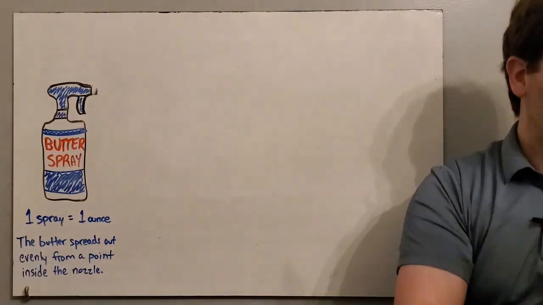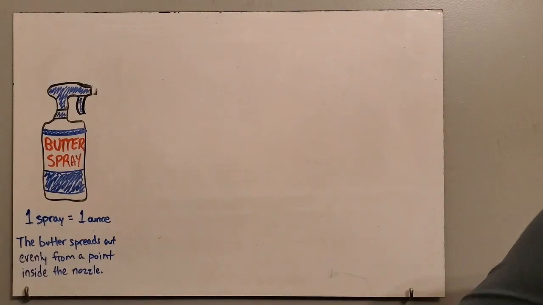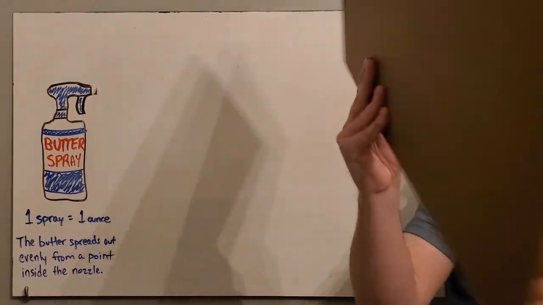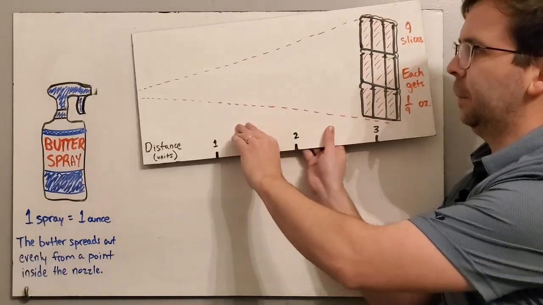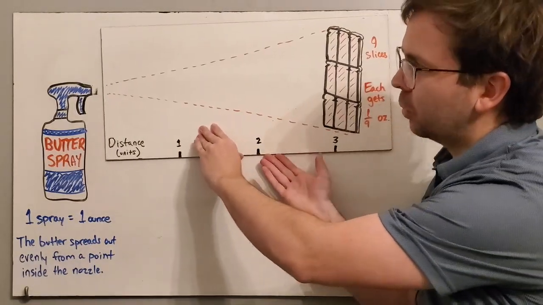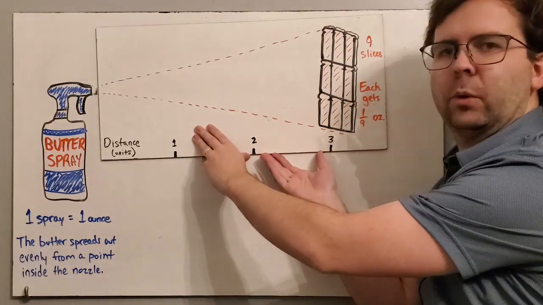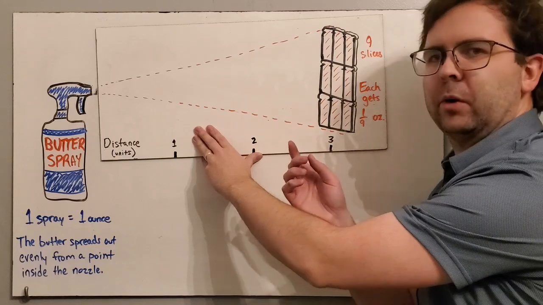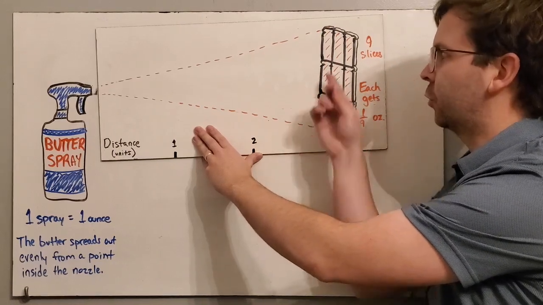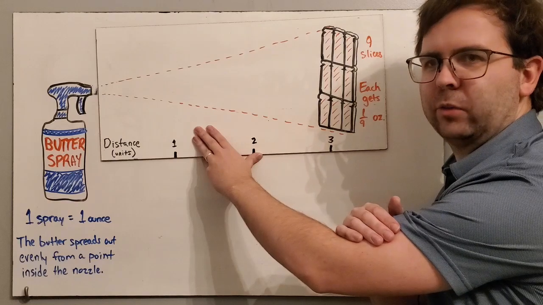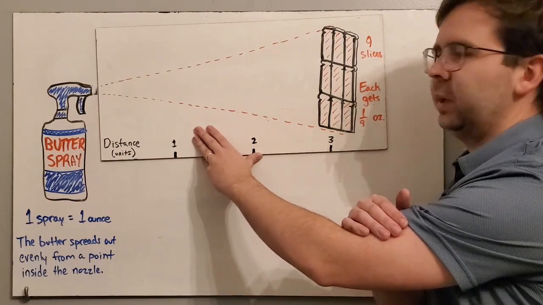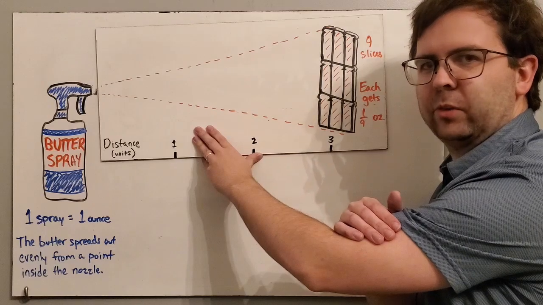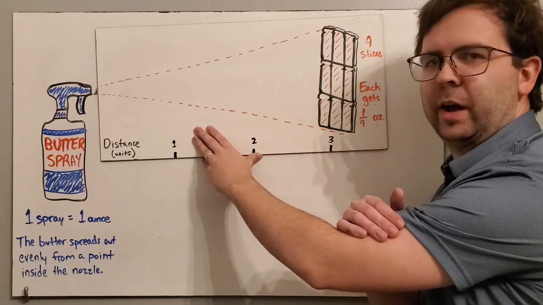What if we went 1 more unit away? We're now 3 times the distance away from that butter spray nozzle. So if you go 3 times the distance away, then now the butter is covering an even larger square. It covers 9 slices of bread. So in this case, each bread slice gets 1/9 of an ounce of butter.